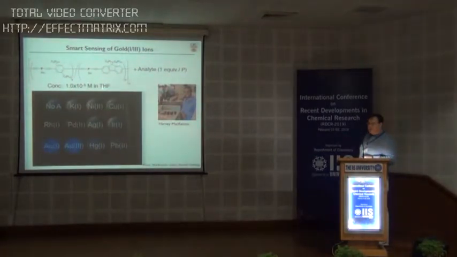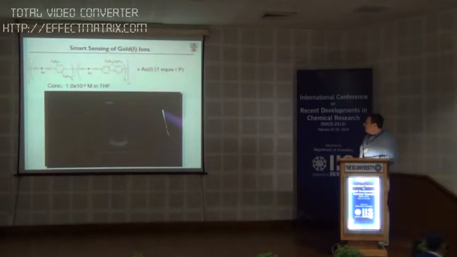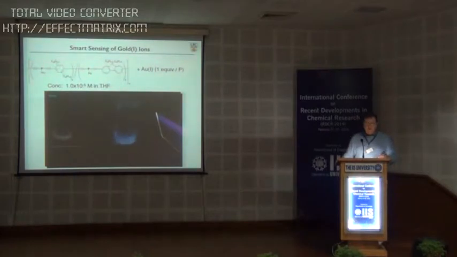So this is 10 to the minus 5 molar in THF. We add one equivalent of analyte, so very low concentrations you can see the emission. And I can show you this in a movie. This is the initial. Now we're going to come in. You'll see here, it's a little bit dark, but yeah, there we've just added it. You can already see it's turning on. That's one equivalent of gold per phosphorus at 10 to the minus 5 molar. So very, very low concentrations. And it's telling us gold is present in the solution.